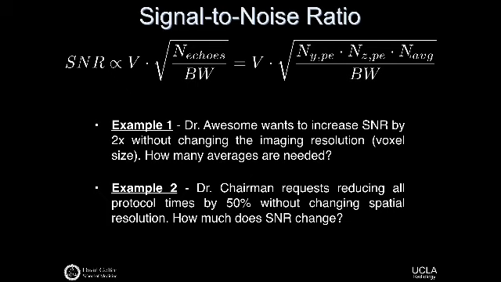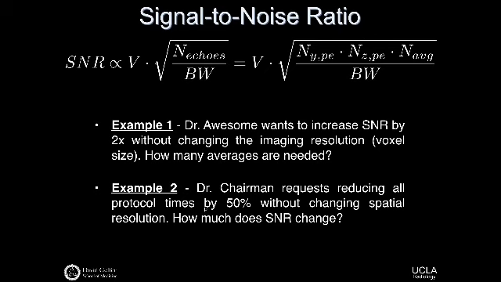So increasing your signal to noise through averages has a pretty steep penalty, right? If you want to quadruple your signal to noise, you have to do 16 averages, right? So that 1-minute protocol becomes a 16-minute protocol. So averages are a useful thing, but they come at sort of a steep cost, if you will.